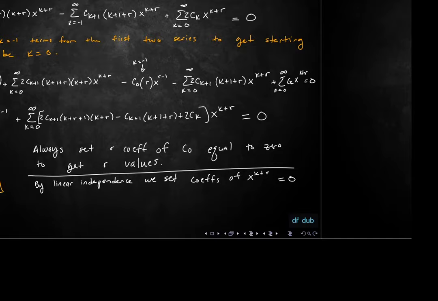So let me just write it over here. 2ck plus 1 times k plus 1 plus r times k plus r minus ck plus 1 times k plus 1 plus r plus 2ck. Okay. And that thing is going to be equal to 0.